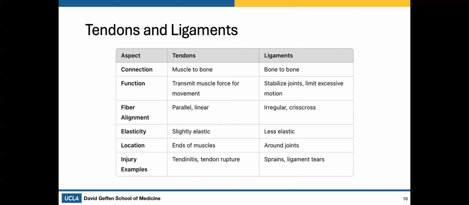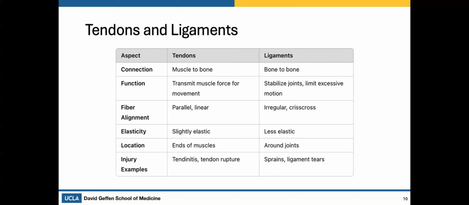In terms of composition, tendons and ligaments are primarily composed of collagen fibers. In tendons, those collagen fibers are arranged in parallel bundles, which help provide strength and elasticity. But with ligaments, that collagen is a little bit more irregular, and that allows for movement and multi-directional stability.